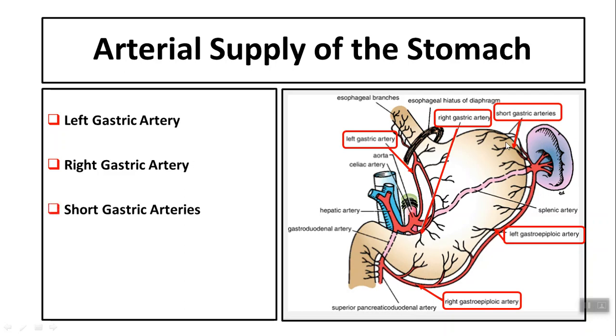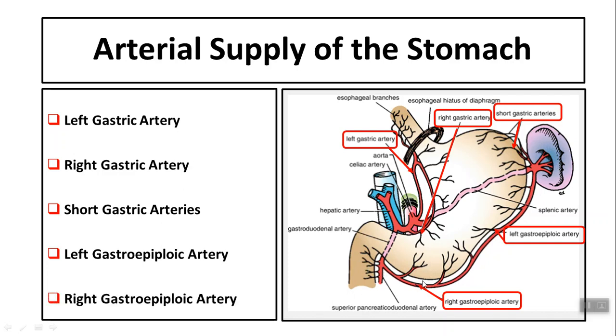The short gastric arteries. These are the short gastric arteries that originate from the splenic artery at the hilum of the spleen, and these branches supply the fundus of the stomach. Left gastroepiploic artery. This is a branch of the splenic artery at the hilum of the spleen. It passes in between the two layers of the greater omentum on the greater curvature to anastomose with the right gastroepiploic artery.